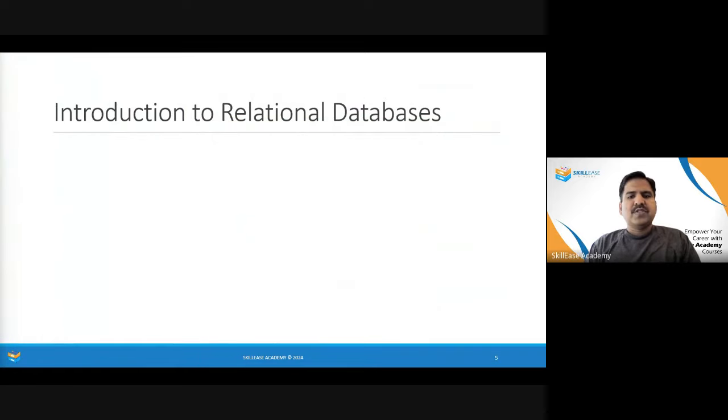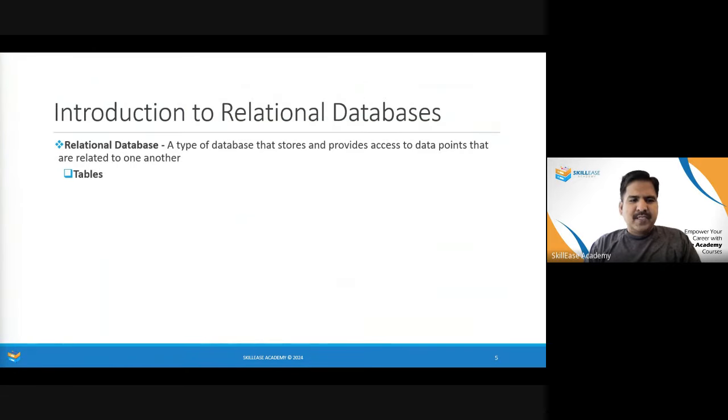So, to start with, what is a relational database? A relational database is nothing but the type of database that stores and provides access to data points related to one another. So, for example, all the data of a particular object is stored in a table. A table is a collection of related data entry and it consists of rows and columns. So for instance, you might have a customer ID, name, and contact information for a customer table.